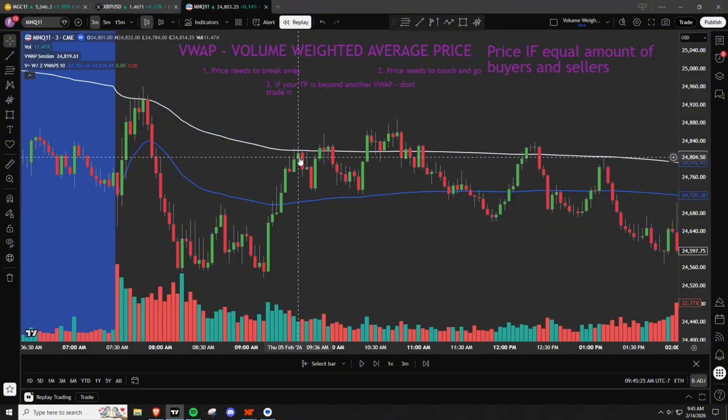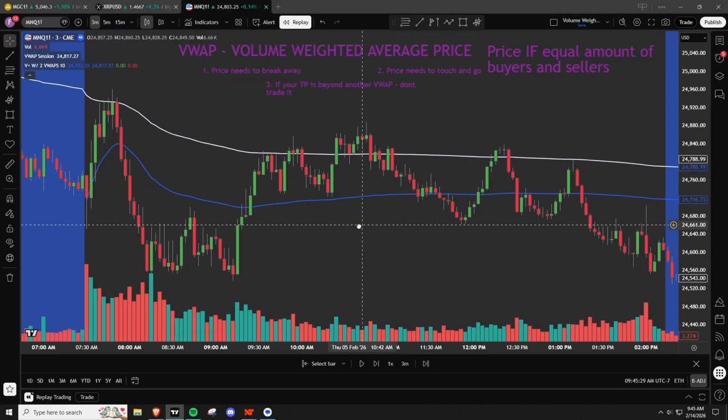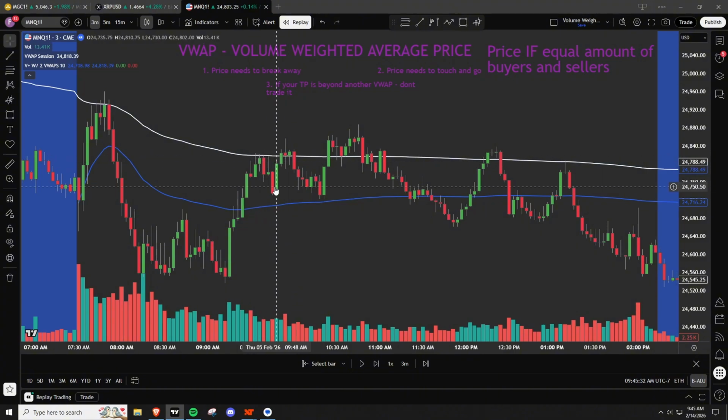1 touch, 2 touch, 3 touch, 4 touch, no signal. So we're not even interested. Same thing here. We didn't really break away from it for any sustained time, so we're not even looking at the charts at this point.